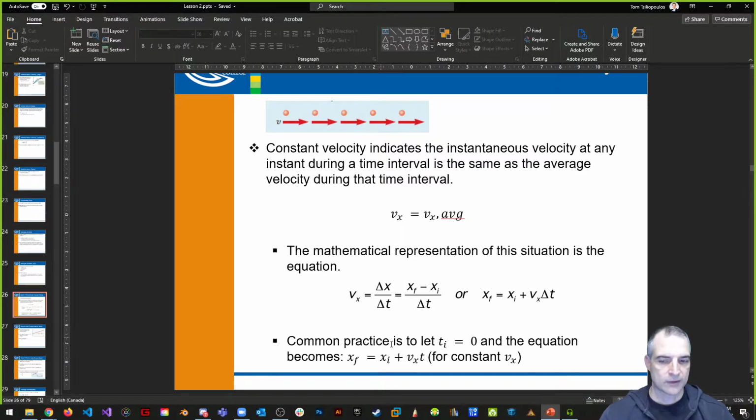Again, common practice is to let the time initial be 0, like it says here, and the equation becomes x final is equal to x initial plus vxt. All right? For constant velocity x. Okay? If it's not constant velocity, you cannot use this equation. There you go. That's a beautiful equation there, Kira.